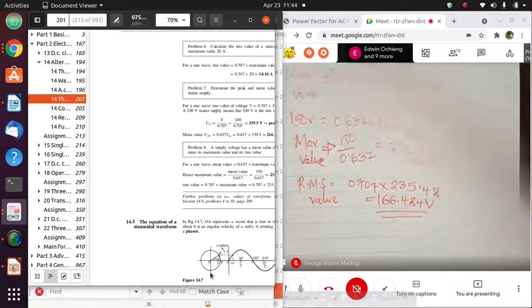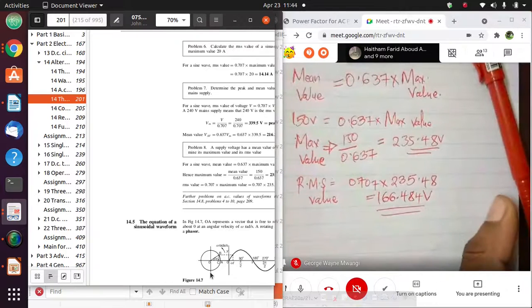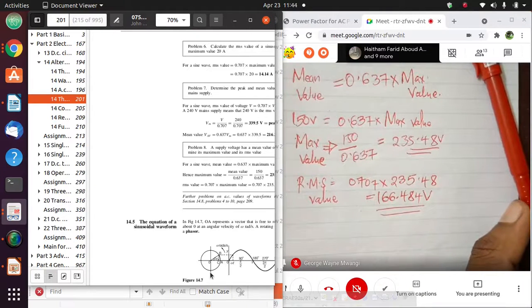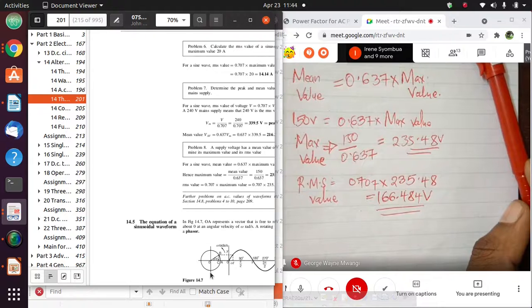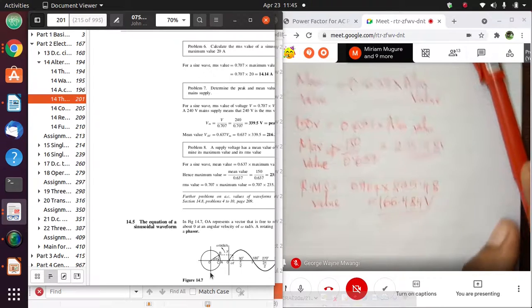Kuna swali hapo? Uliza. Peak value na maximum value ni kitu moja. Ni the same thing. Unaweza itwa peak value, crest value, maximum value, amplitude. They all mean the same thing. Hapo juu. Wapi?